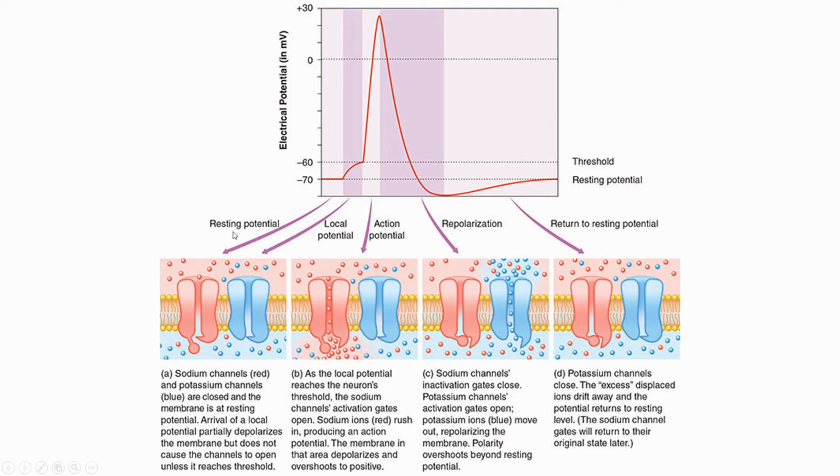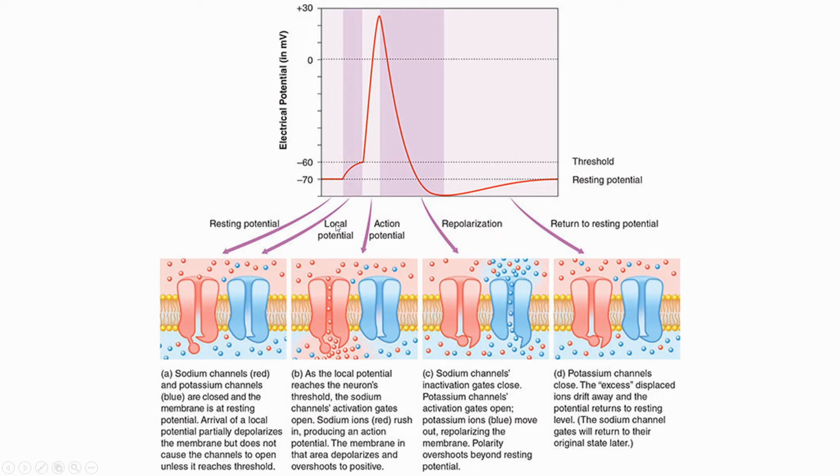So if we break this down here, when we're at our resting potential, when we're just chilling and the cell is at rest, our sodium channels, the red ones, are closed, and the potassium channels, the blue ones, are also closed. So the membrane isn't allowing things to travel across it. We're sitting at our resting potential. So the inside of the cell is comparatively more negative than the outside of the cell, and that's fine.